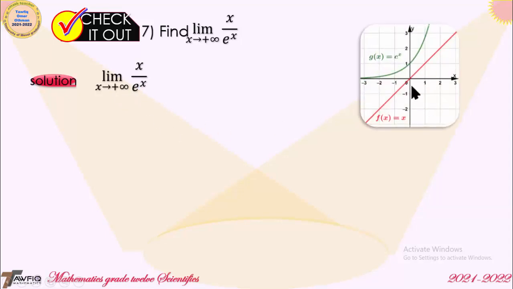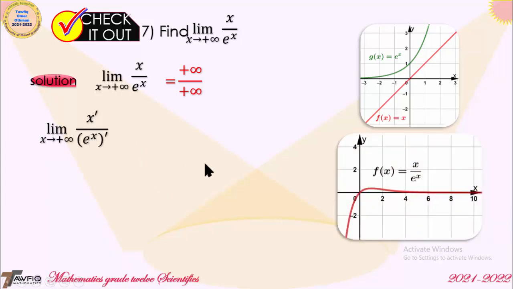As you can see here in the graph of these functions, when x goes to the positive infinity, e to the x goes to the positive infinity, and x goes to the positive infinity. Therefore, the limit when x approaches positive infinity of x over e to the power x is positive infinity over positive infinity, which is an indeterminate form. And now we must take the derivative of the numerator and denominator.